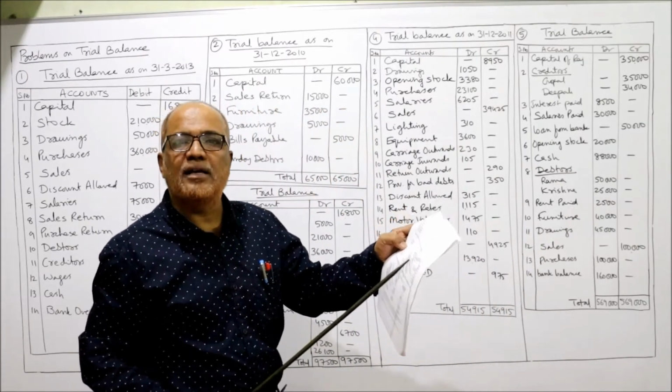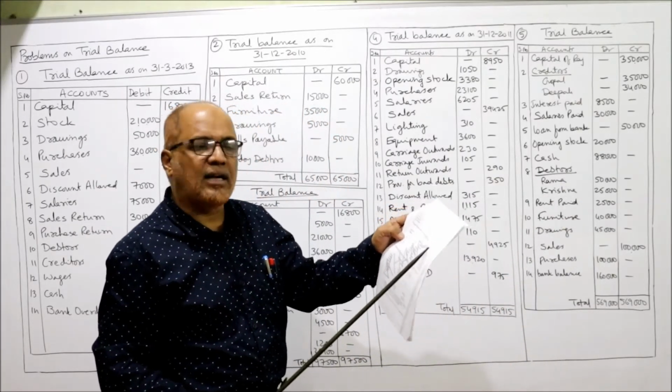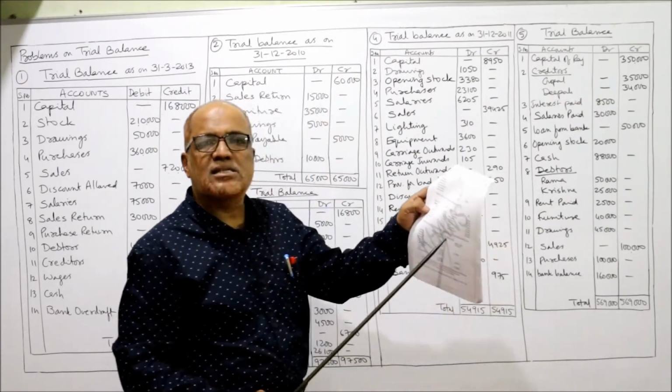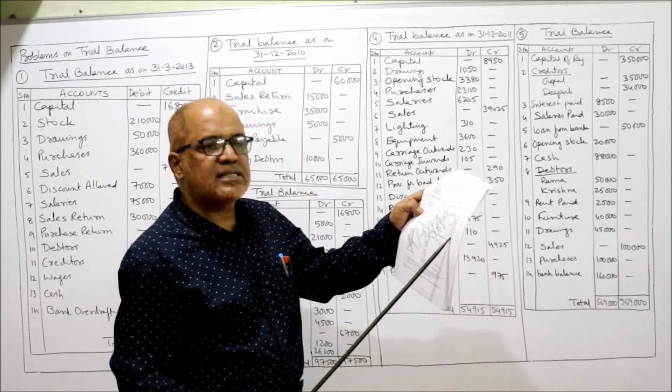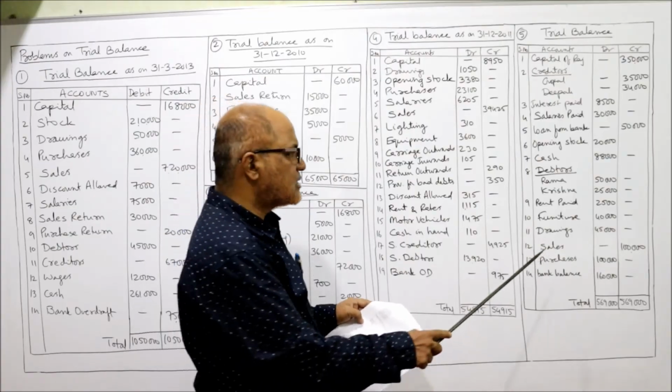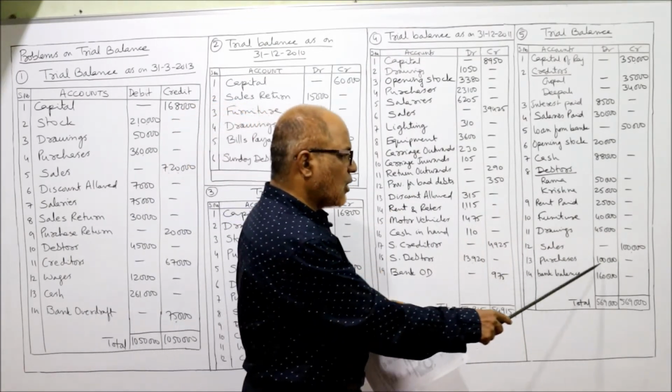Then rent paid is an expense, debit column. Furniture is an asset, debit column. Drawings will show a debit balance, so drawings, debit column. Sales, credit balance, so sales will be taken in the credit column. Purchases, debit balance, debit column.